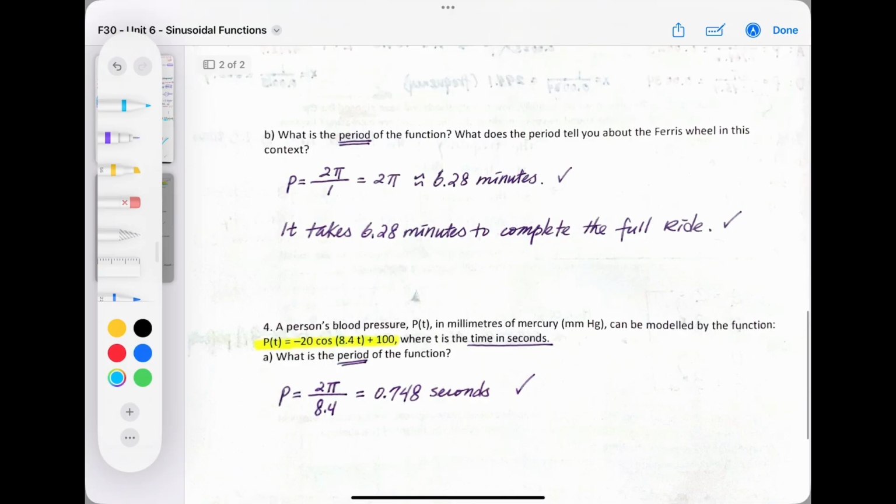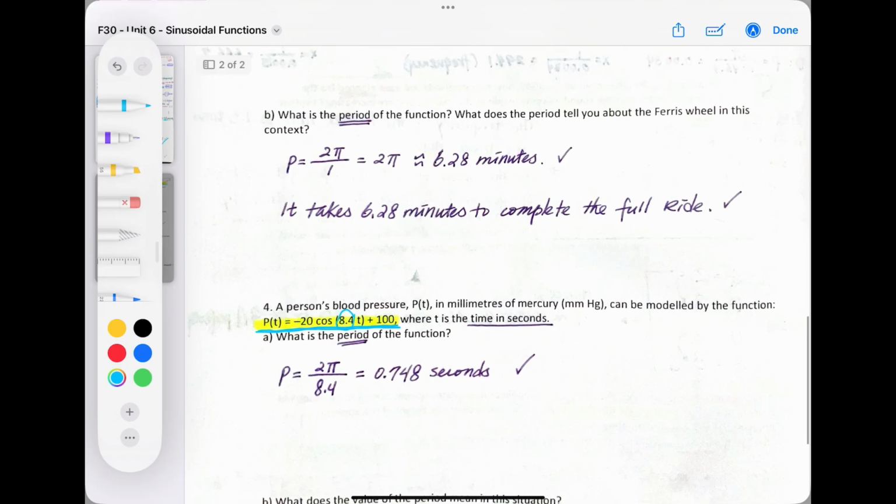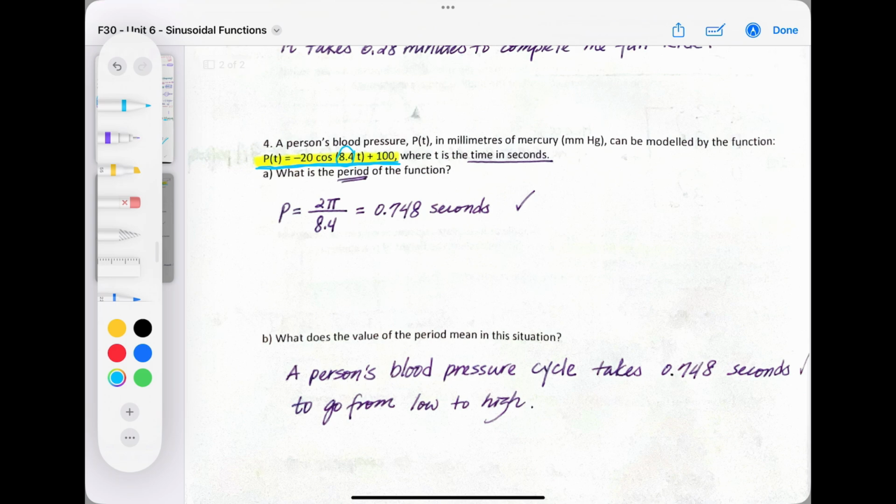Cool. The last one, a person's blood pressure. So given this equation is a cosine function, okay? So look at what will be my A, B, C, D information. The period only cares about the B value. So what you see is what you got. And that's it. And part B, what does the value of the period mean? So that means the blood pressure cycle takes 0.748 seconds to go through a cycle from low to high or high to low. Good. And that's it.